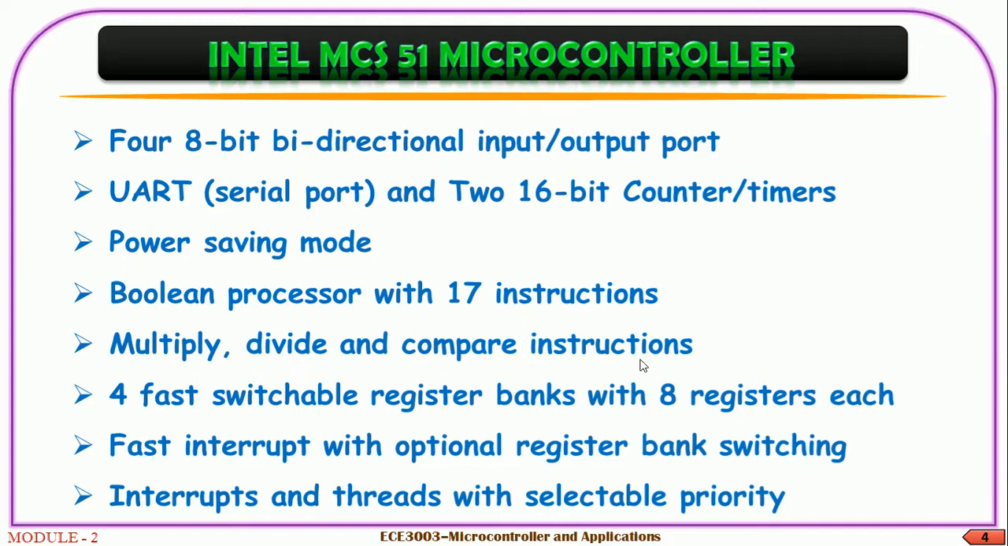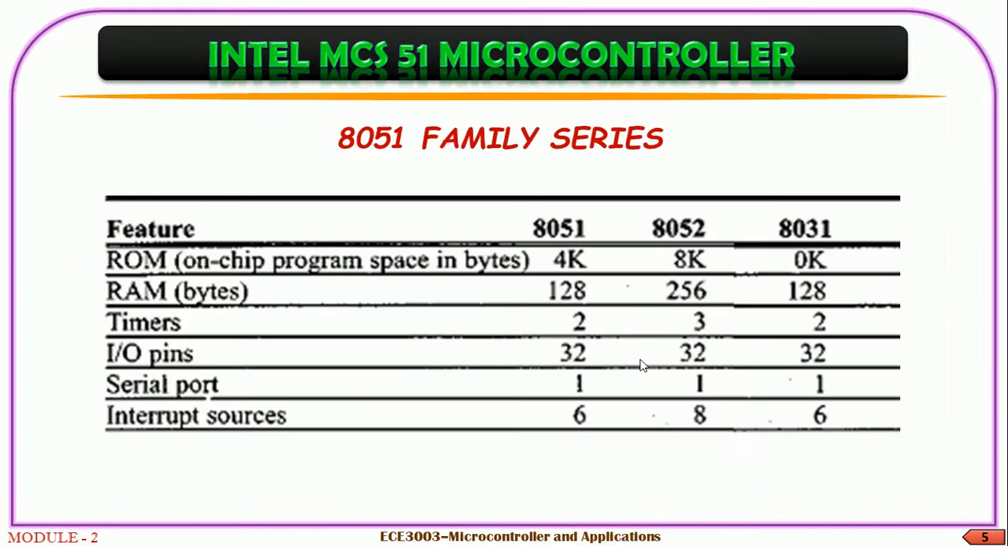It has a Boolean processor with 17 instructions, including multiplication, division, and compare instructions. There are 4 fast switchable register banks with 8 registers in each bank. There are fast interrupts with optimal register bank switching. Interrupts and threads with selectable priority are also available in 8051.